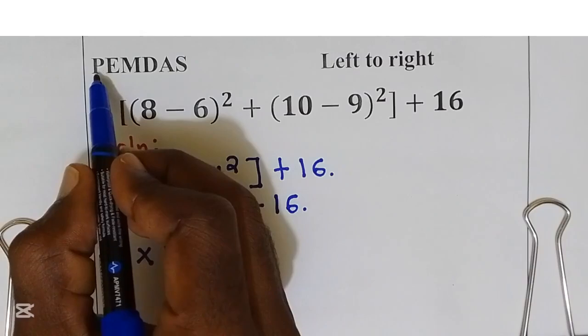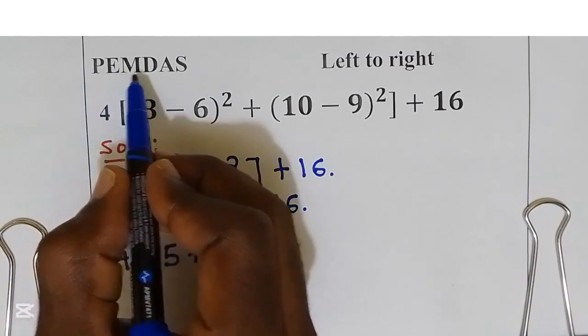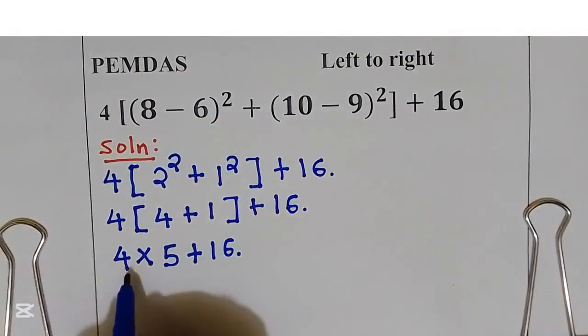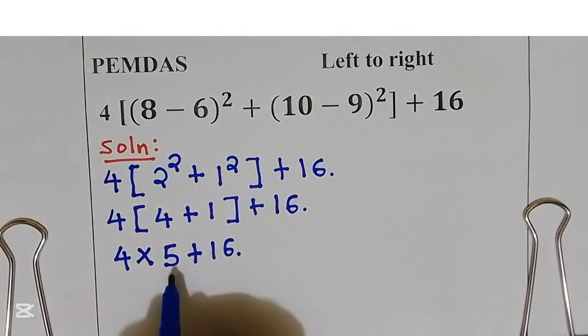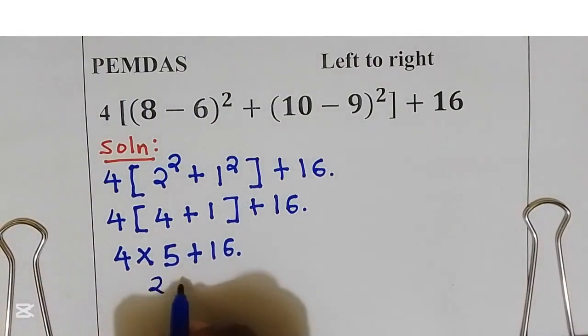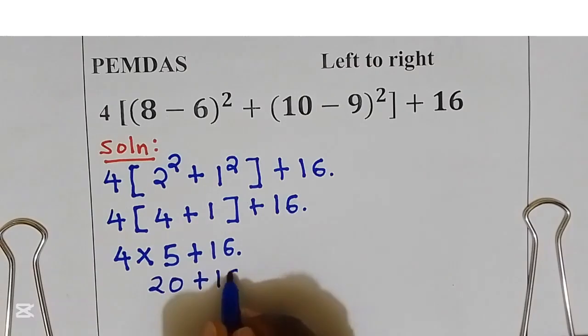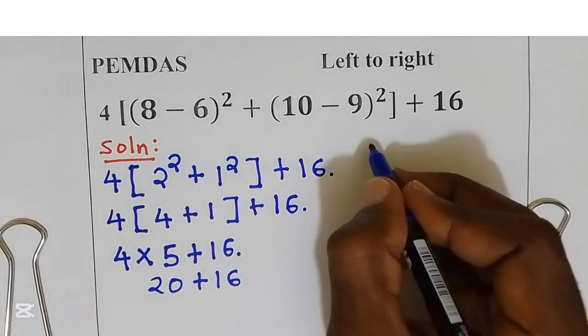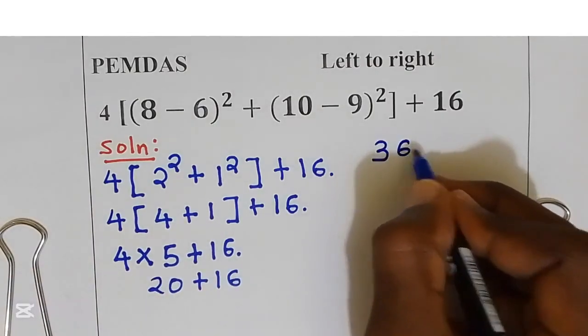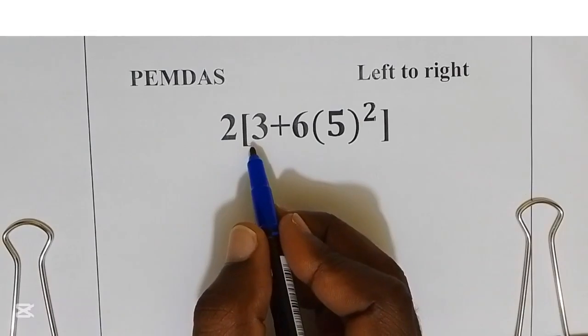We have finished with parentheses and exponents. Now we are going to multiplication, and we have to multiply 4 multiplied by 5. That is going to be 20 plus 16. That gives us 36. Let us do question number 2.